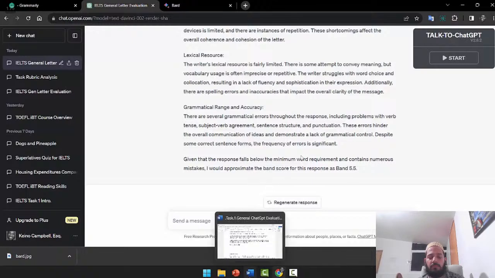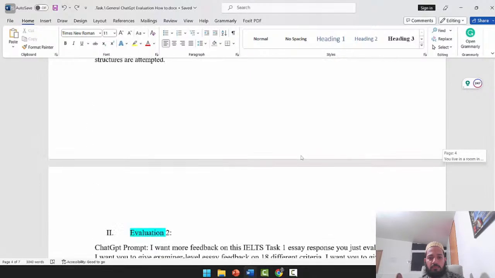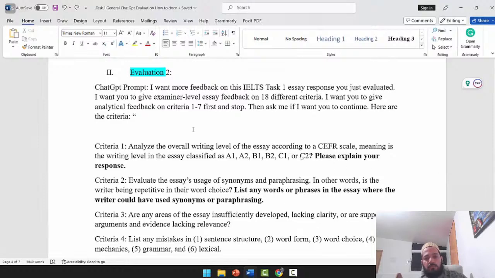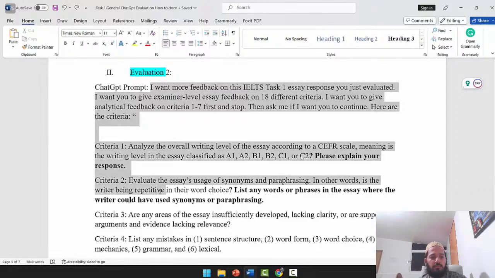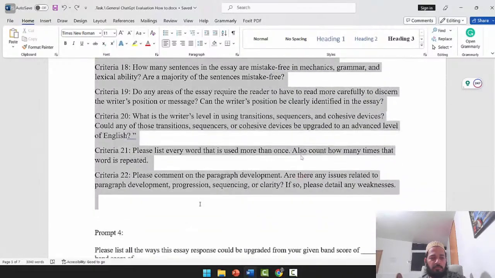Now, there's one more step we're going to do. I want the AI tool to give a complete breakdown of the writing. I want it to try to find every single mistake. So I have another prompt, which is evaluation two. I'm telling it I want even more feedback on this IELTS task one. And I'm going to give it 18 criteria that I want it to look at, right? So this is actually a lot more criteria. I think we're at 21 criteria, 22 criteria.